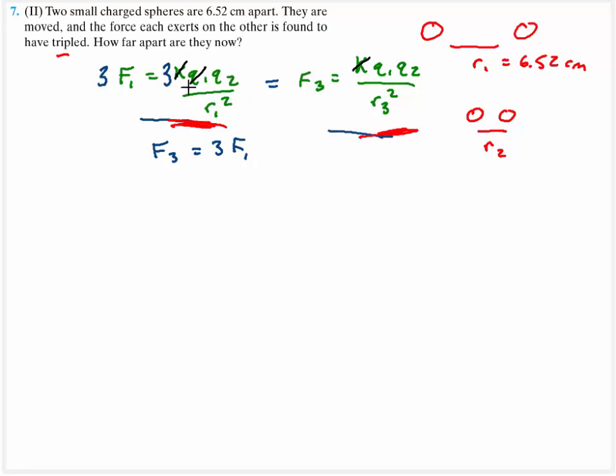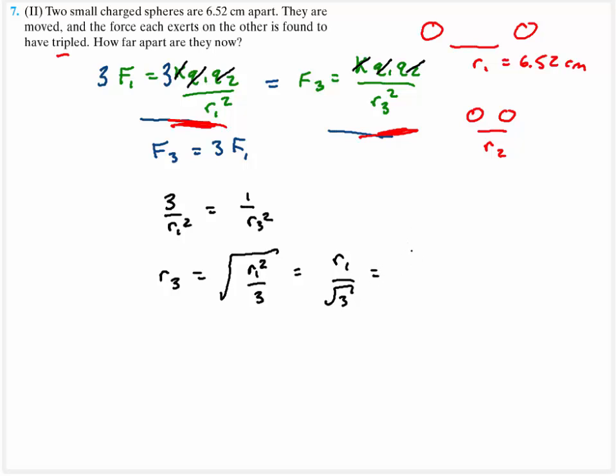Now, a lot of things are constant here. K is going to be a constant. Q1 is going to be a constant. Q2 is going to be a constant. And what I'm left with is 3 over R1 squared is going to be equal to 1 divided by R3 squared. Go ahead and solve this and say R3 is going to be equal to the square root of R1 squared divided by 3, or R1 divided by the square root of 3. So R1 is going to be 6.52 centimeters. Divide that by the square root of 3, and we're going to get 3.76 centimeters.